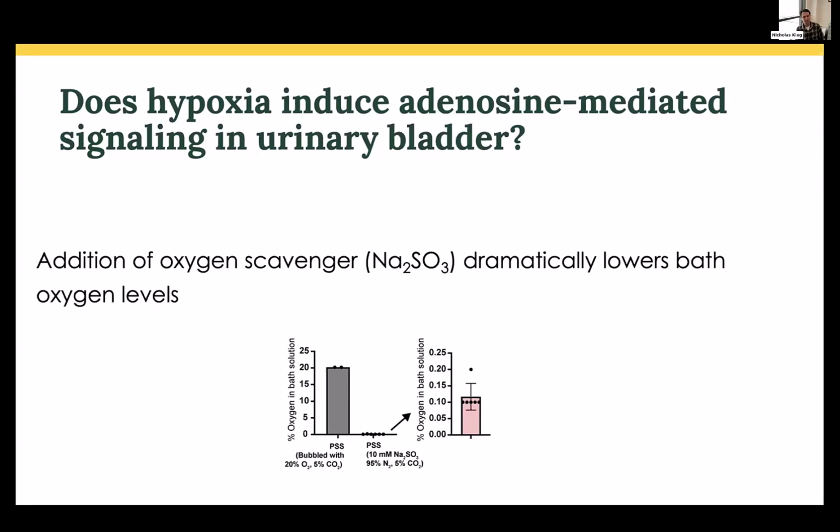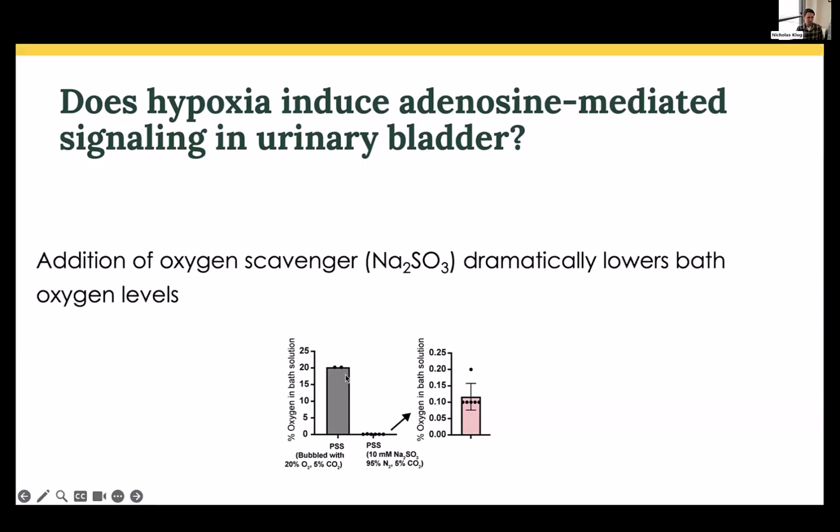So to test this, we took maybe a bit of a dramatic approach, but I felt that it was nicely reproducible, where we could actually just scavenge oxygen using an oxygen scavenger. So we get extreme hypoxia or almost anoxia by adding sodium sulfite, an oxygen scavenger, where normal PO2, here these are just oxygen levels in the bath measured as percentage.